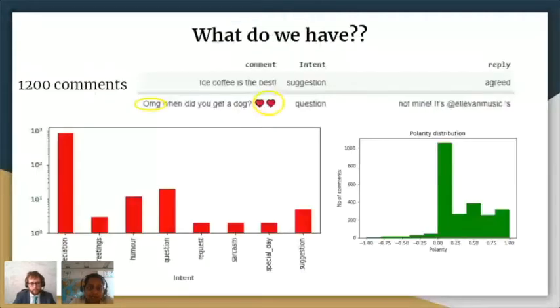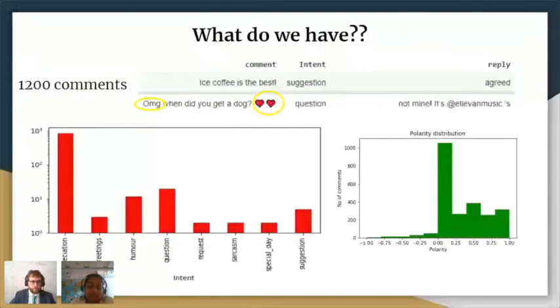So to give you a little bit more information as to the data that we have, the sample that was shared with me was about 1,200 comments, which had, as you can see here, the comment and a label, which is the intent in this case. For example, "iced coffee is the best" is a suggestion. And then the reply that we want the influencer to send back is "agreed."